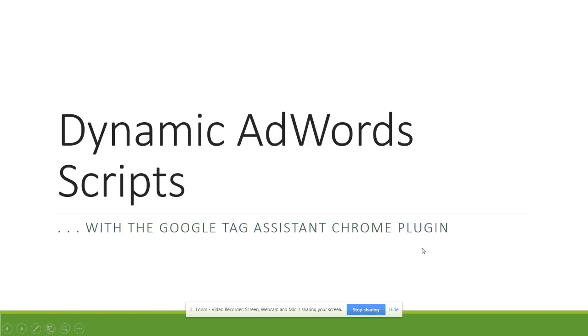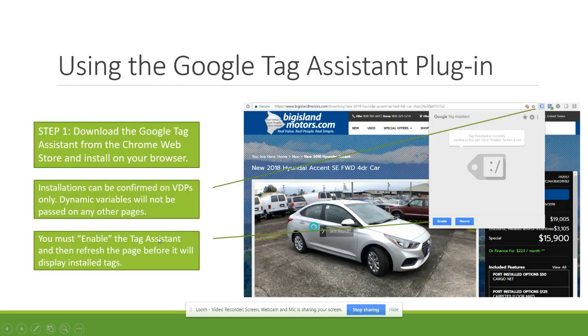Let's move on to dynamic AdWords scripts, and these are going to be tested using the Google Tag Assistant Chrome plugin. So first step with that is, if you don't already have it installed in your browser, go to the Google Chrome Web Store and search for, download, and install the Google Tag Assistant. Once you do, you're going to see this little price tag looking icon in your button bar, and that is how we're going to be able to review those installations.